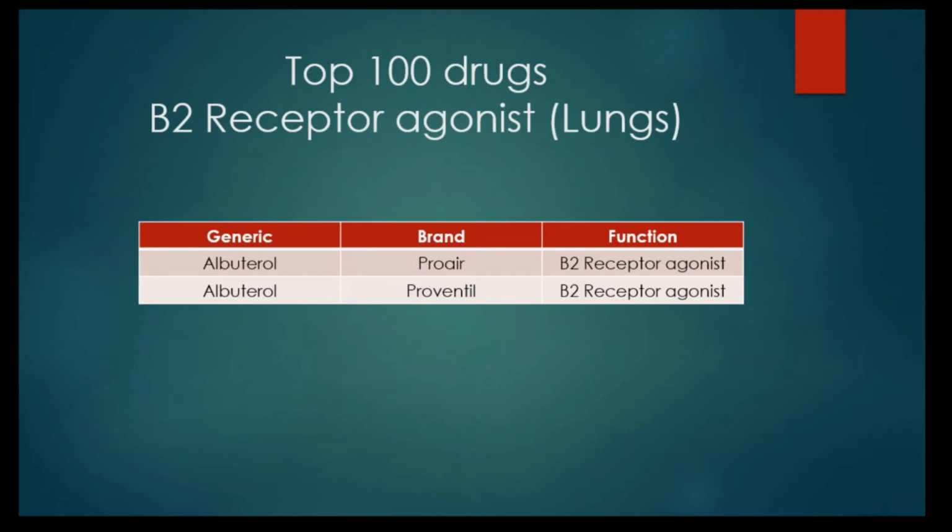B2 receptor agonists, these are going to be for your lungs, and it's going to be Albuterol. So Albuterol has multiple brands out there, ProAir, Proventil. In this case, those are going to be the B2 receptor agonists. But we'll come back to Albuterol in just a couple minutes.